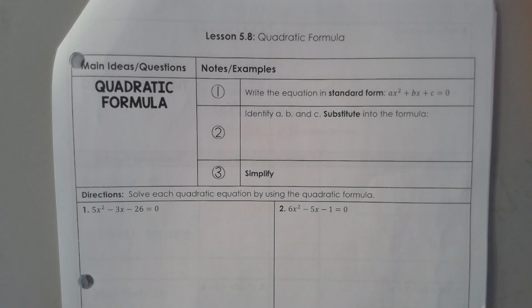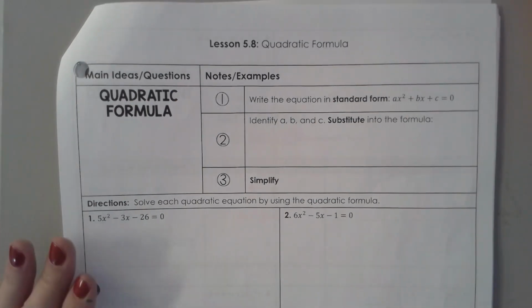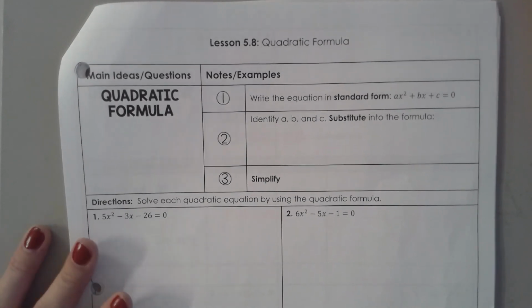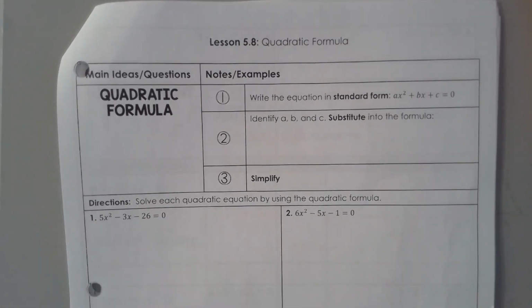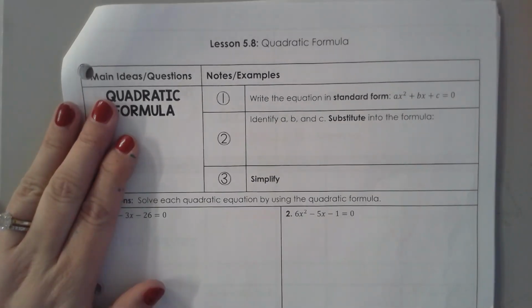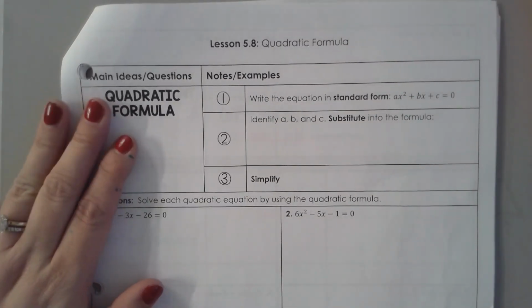Quadratic formula. Now, that is a way to find the x-intercepts. We've already done factoring, where we used the box method. That was one way to find x-intercepts. We did the square roots, where we simplify the square roots. That was another way. Quadratic formula works all the time, no matter what.